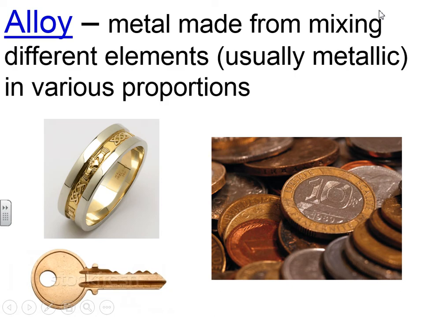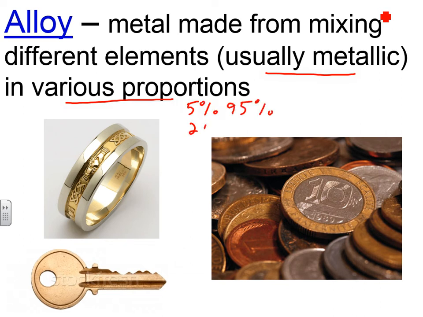So here is the definition of an alloy. An alloy is a metal made from mixing different elements, and they're usually metallic, but steel actually has a non-metallic element, has the element carbon in it, in various proportions. So you can actually make 5% one element and 95% another. You can do a 10-90, you can do a 20-80, you can do any percentage you want. So all the metal that we usually deal with is actually an alloy.